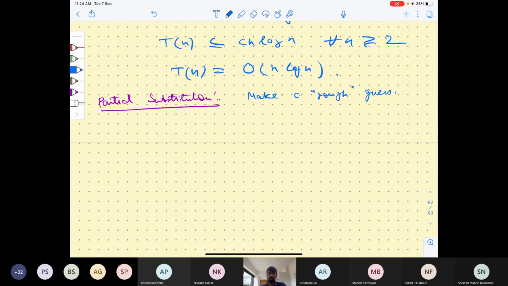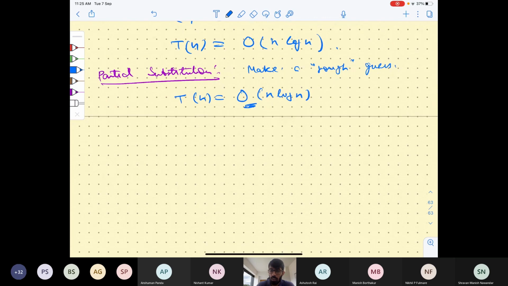So what does it mean by making a rough guess? That we don't guess exactly. We sort of guess partially. So what do I mean by that? For example, suppose we have an idea that T(n) is going to be order of n log n, but we don't know what the constant is going to be, what the C is going to be.